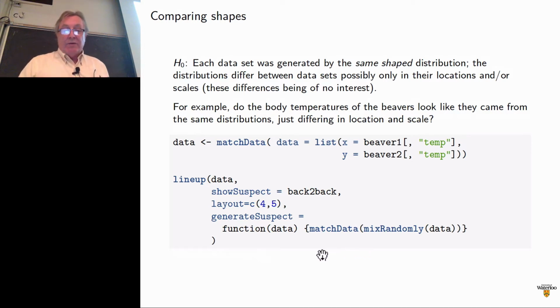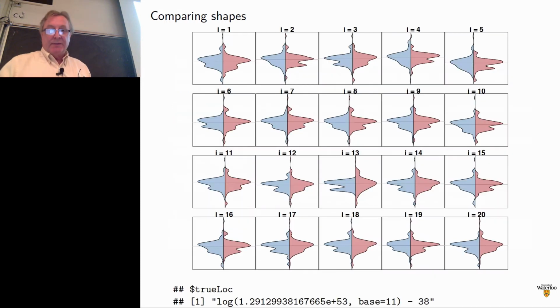And now the function generating the suspect, I'm going to randomly mix the data as I did before, but again, match them, make sure that they've got median 0 and interquartile range 1. So any differences I perceive in the two back-to-back densities will not be due to location and scale. Okay? So what's that look like? So there we have it. So I've matched them on location and scale. So the median temperature is the same in both of these. The interquartile range of temperatures is the same.